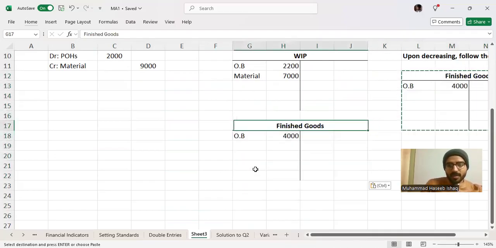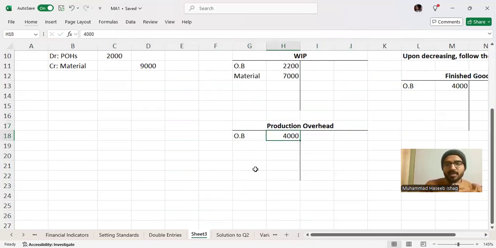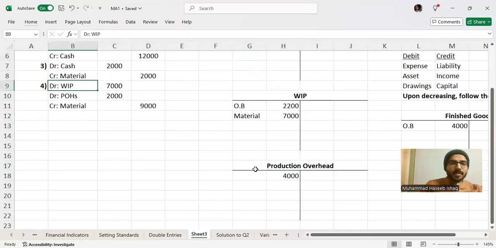And create another account here named production overhead account. So what does this account do? This account gathers all the production overhead costs incurred in the period. So the production overhead has been debited by 2000. So we can use the debit side, left side, and write 2000.